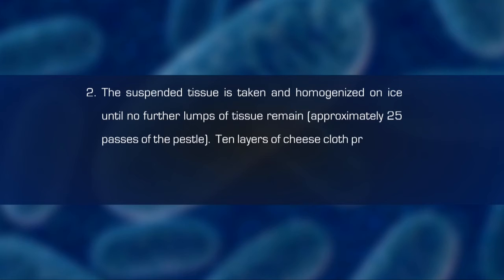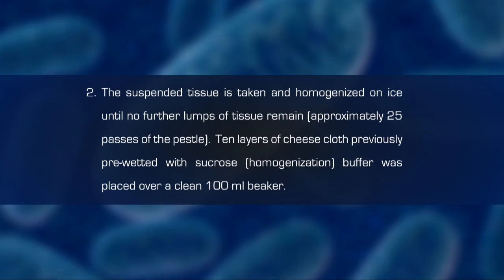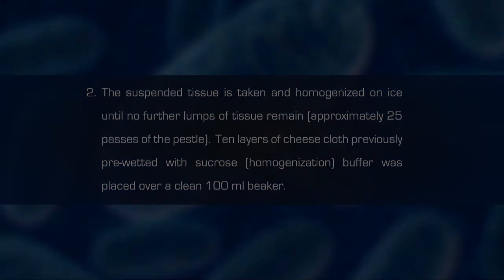10 layers of cheesecloth, previously pre-wetted with sucrose buffer, were placed over a clean 100 ml beaker. The homogenate is passed through the cheesecloth into the beaker maintained on ice. The homogenizer was rinsed with a further 10 ml of ice-cold buffered sucrose and passed through the cheesecloth into the tube. The cloth was squeezed to remove the remaining fluid from the tissue fragments. You should have approximately 20 ml of tissue homogenate with a tissue buffer ratio of 1:10.